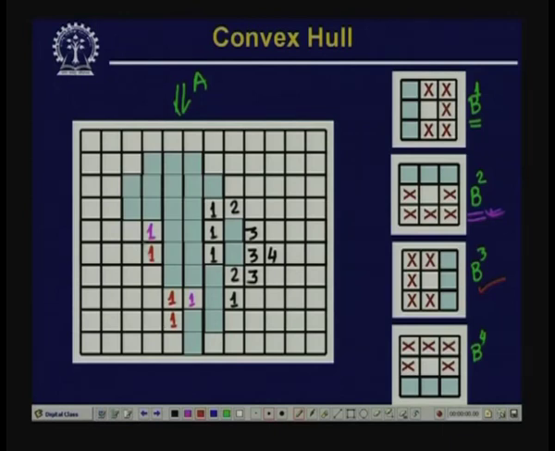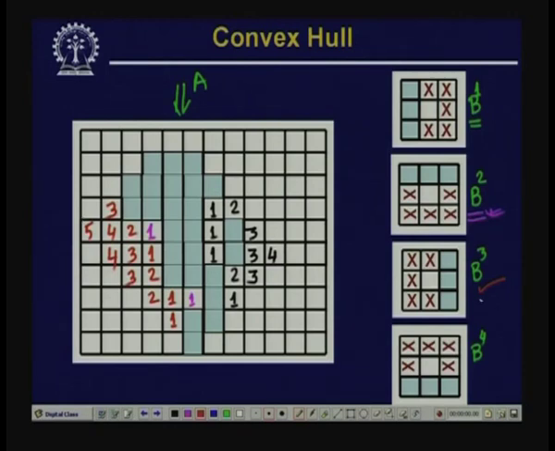At the end of the second iteration, this is a point that will be filled, this is a point that will be filled up, this is also another point that will be filled up. At the end of the third iteration, this is a point which will be filled up, this is a point that will be filled up, this is also a point which will be filled up. And at the end of the fourth iteration, this point will be filled, this point will be filled, and at the end of the fifth iteration, this is the point which will be filled.